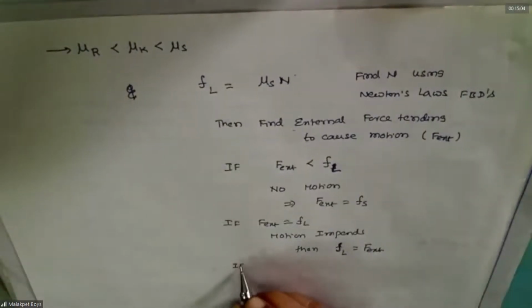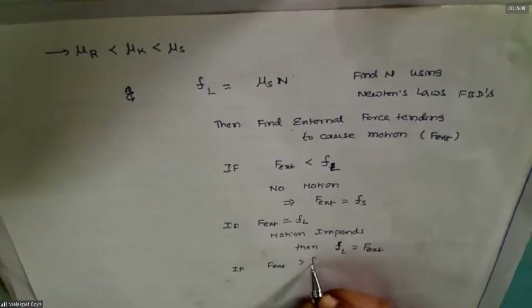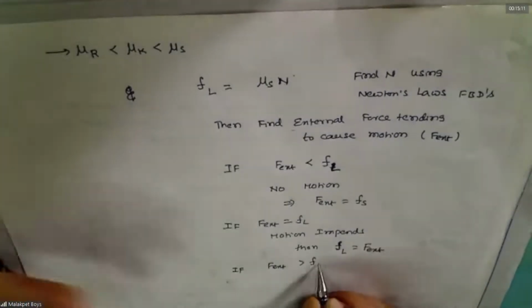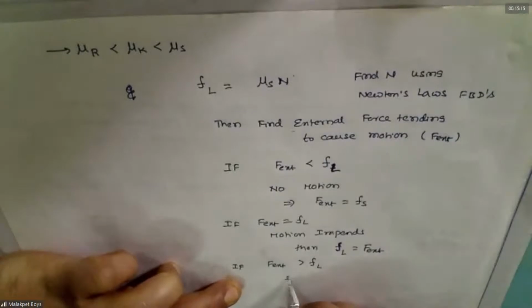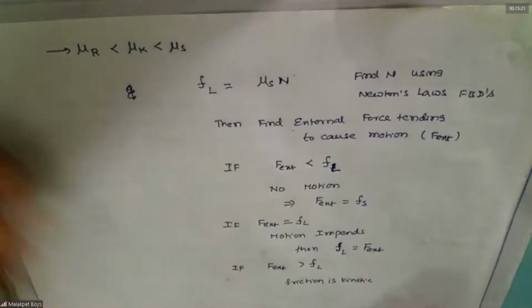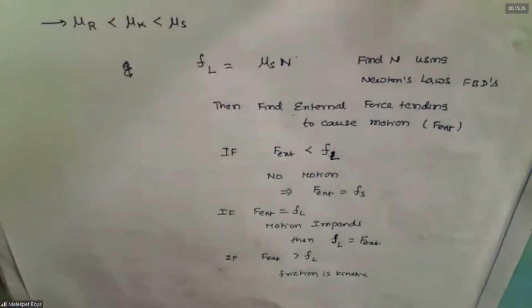Next, if the external force is greater than this limiting friction, then what will happen? Friction is kinetic. Usually, we generally do all problems by analyzing like this. Is it clear? Yes, sir.